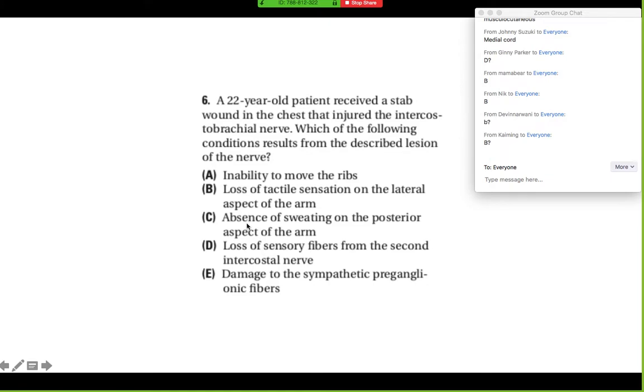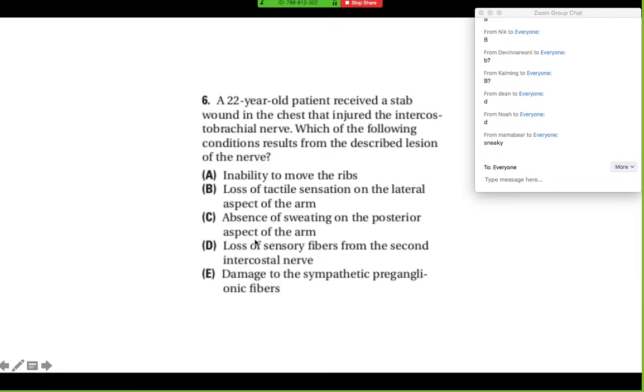Where is medial brachial cutaneous going? Is that going to the lateral aspect of the arm? Yeah, you guys both said D. Yeah, you're correct. So B isn't correct because we're talking about the medial aspect of the arm, so medial brachial cutaneous. There are no somatic motor fibers in the path we're talking about. And then loss of sensory fibers, yes, this one is correct.